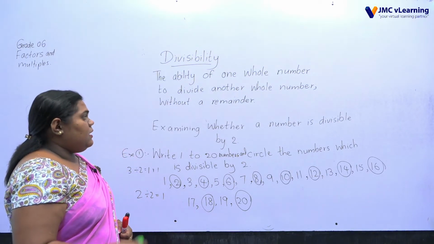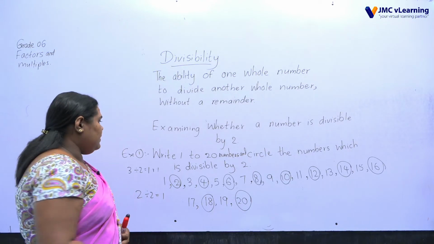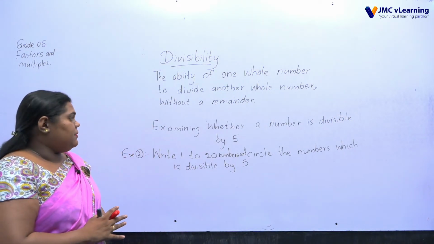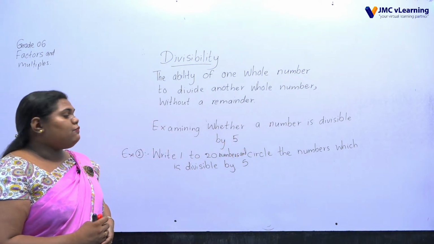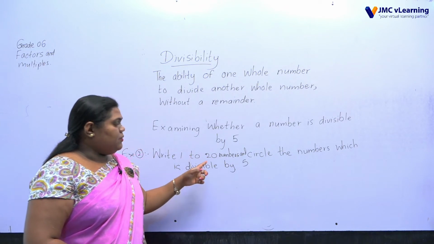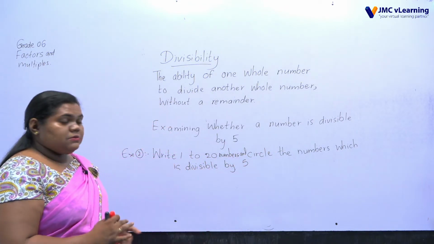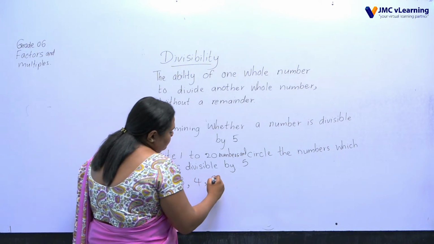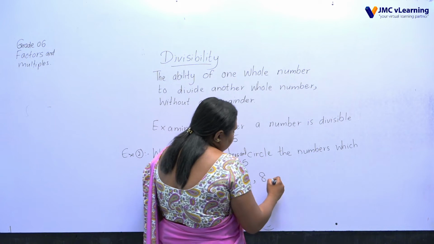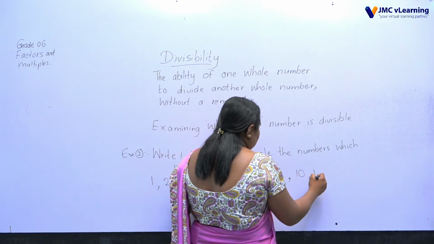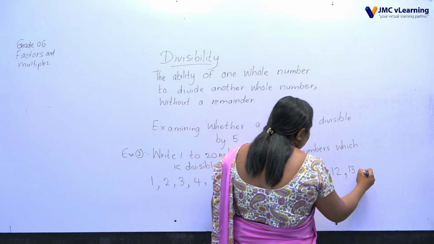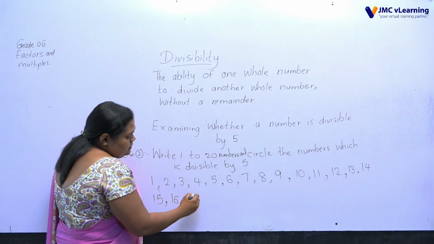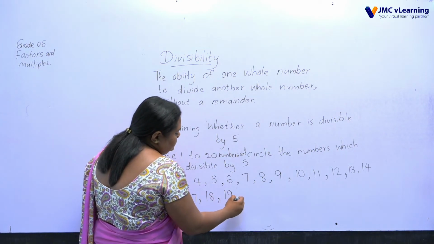Okay. Now after that, we are going to talk about numbers divisible by 5. We want to get the same thing. Now look at the second example, examining whether a number is divisible by 5. Now you want to write 1 to 20 numbers and circle the numbers which are divisible by 5. 1, 2, 3, 4, 5, 6, 7, 8, 9, 10, 11, 12, 13, 14, 15, 16, 17, 18, 19, 20.